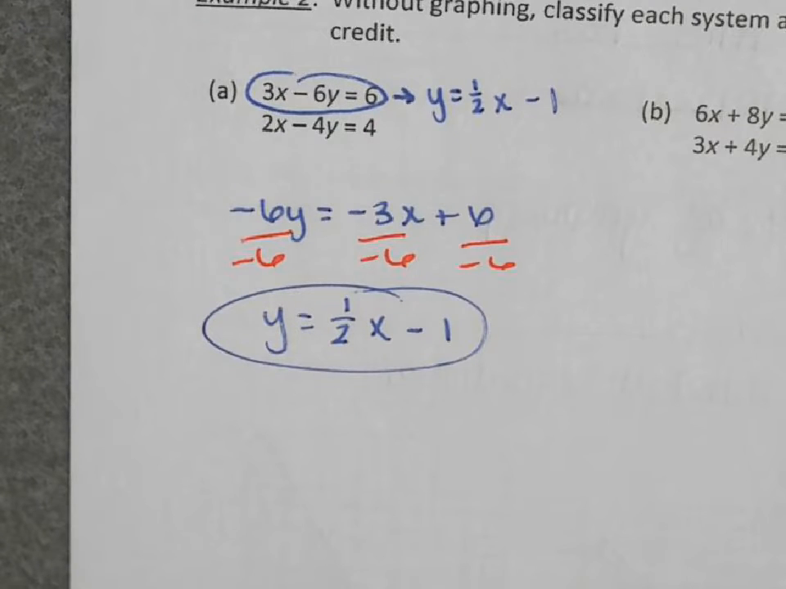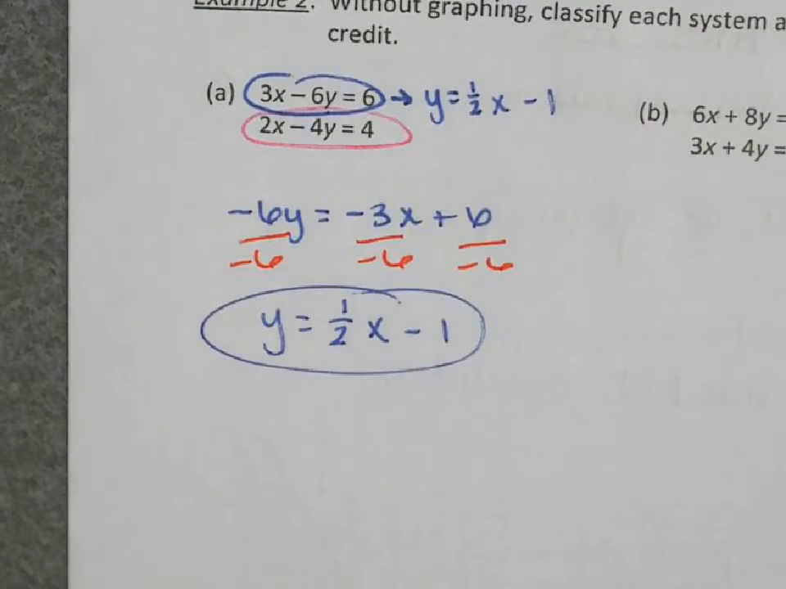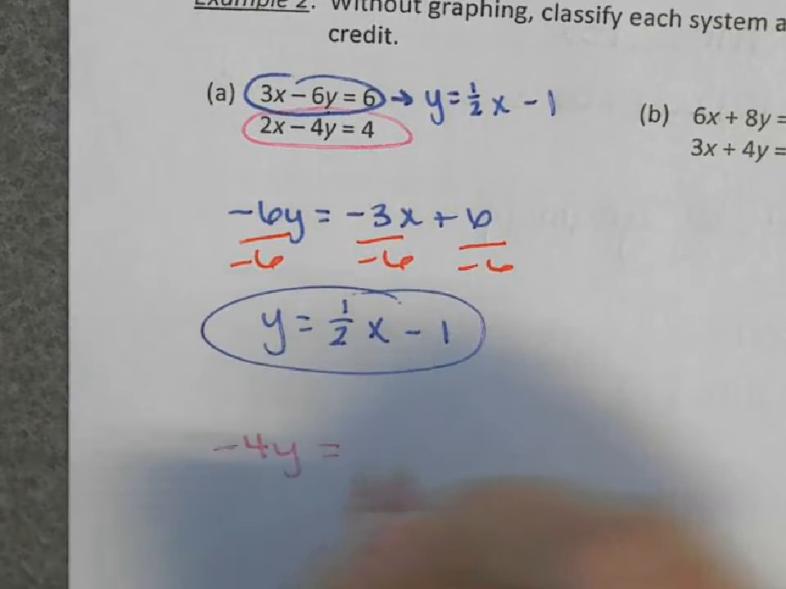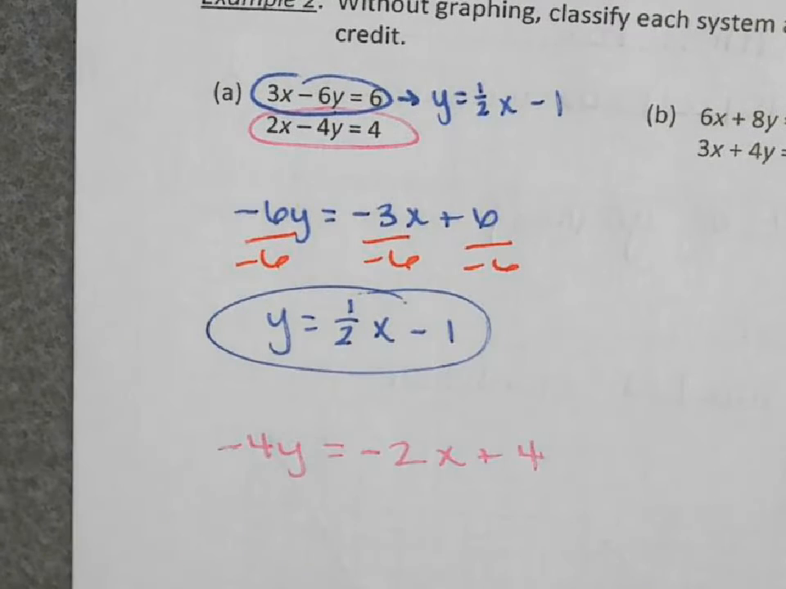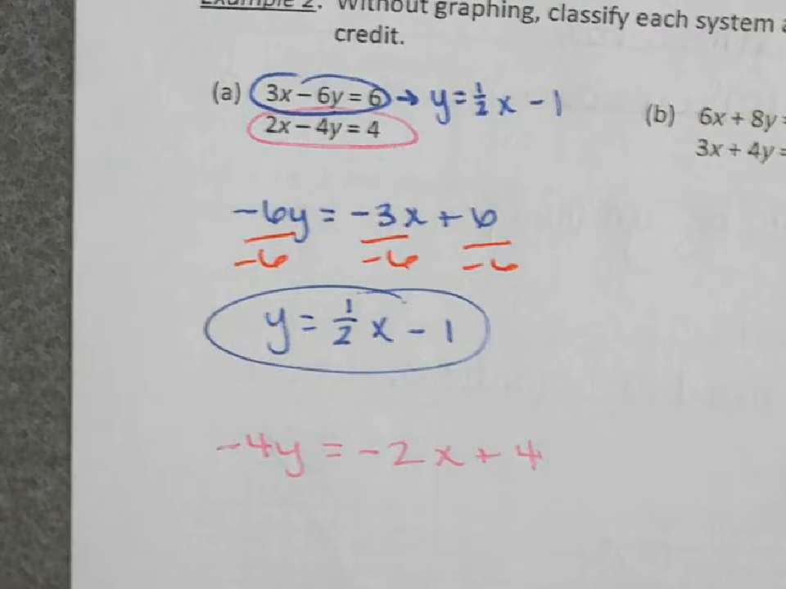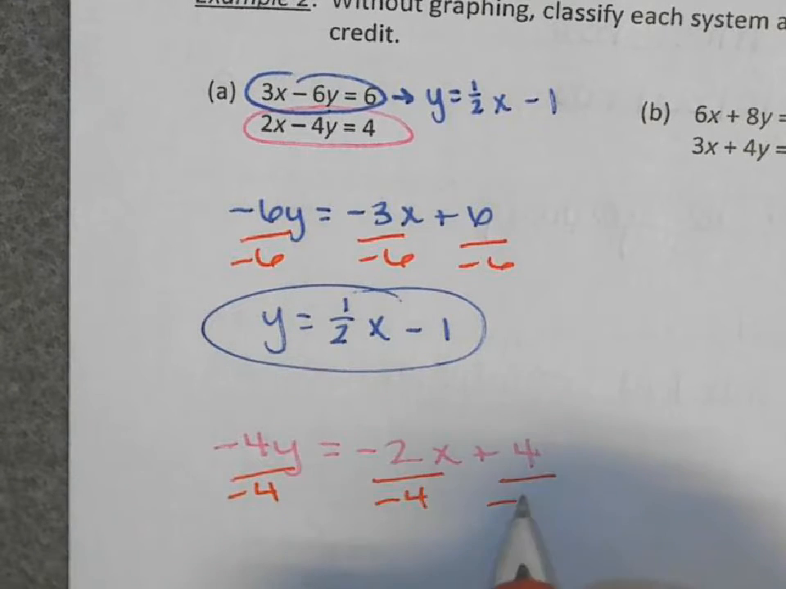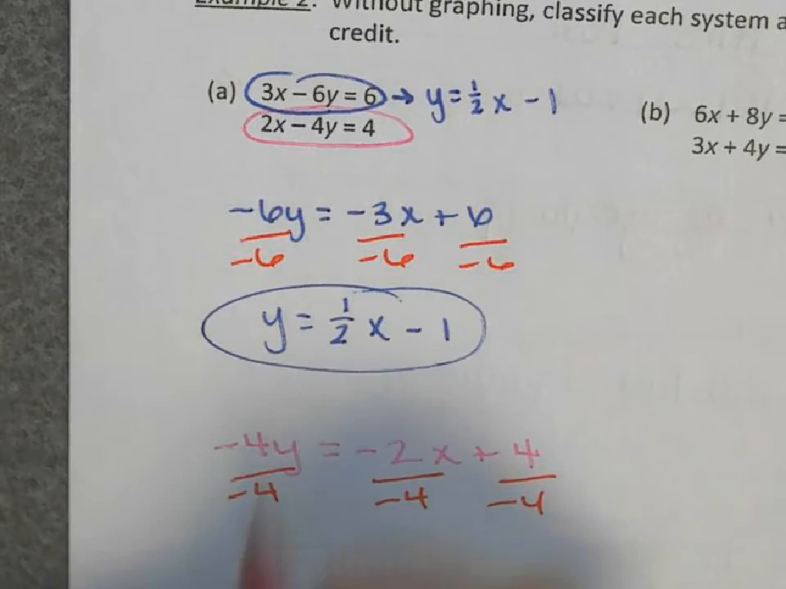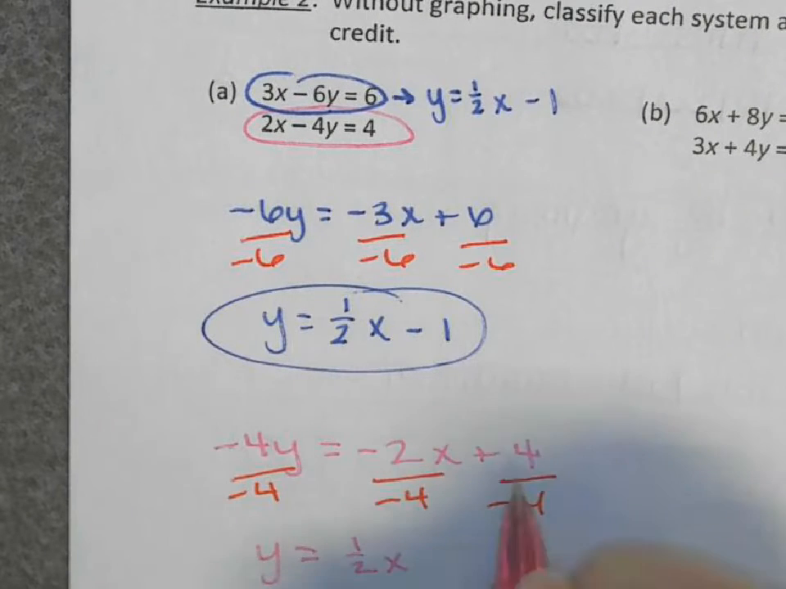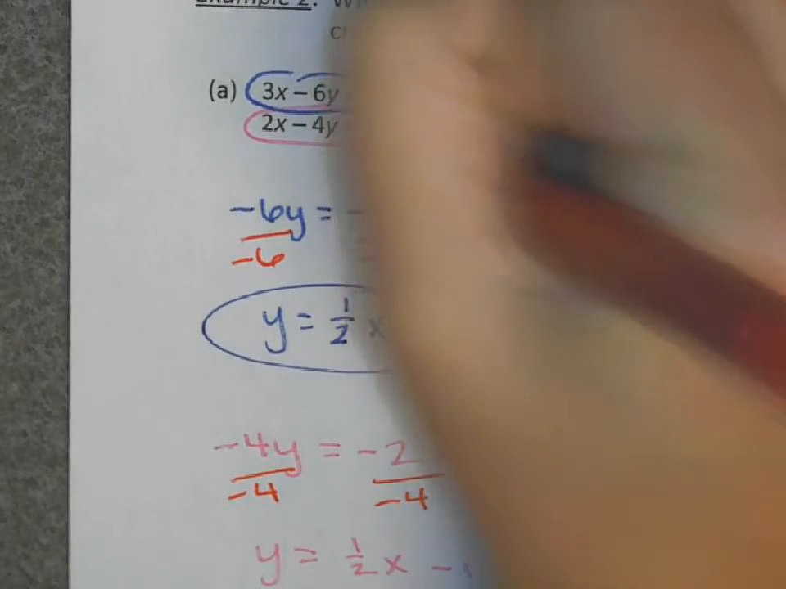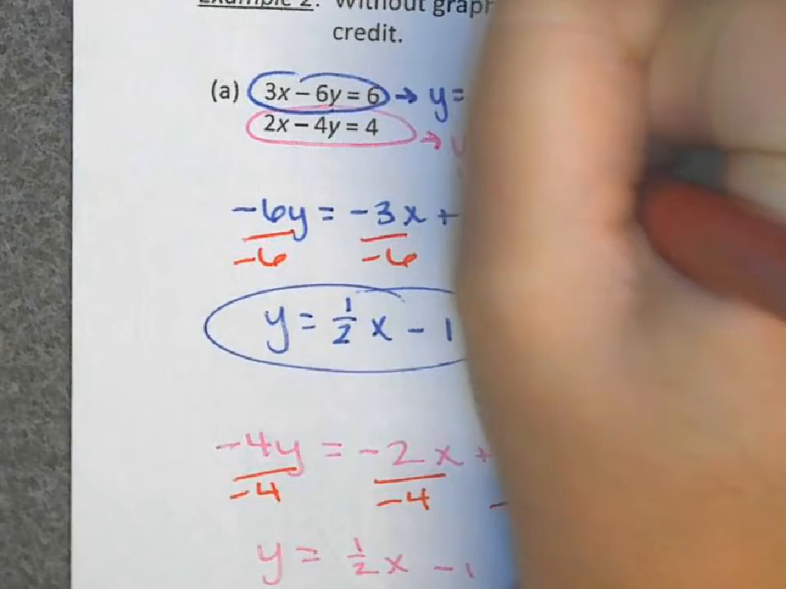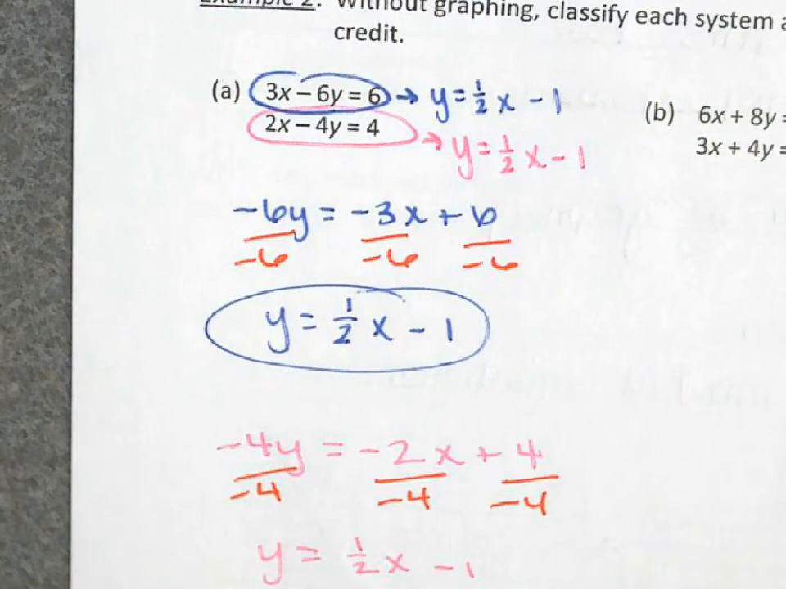Okay. Then we're going to do the same thing on the second equation. We're going to manipulate this one to get y by itself. So what's the first thing we're going to do when we have to get y by itself? Subtract the 2x. So we're at negative 4x equals negative 2x plus 4. And then what? Divide by negative 4. And we get y equals 1/2 x minus 1. So this one turns into y equals 1/2 x minus 1. What do you notice about those two equations?